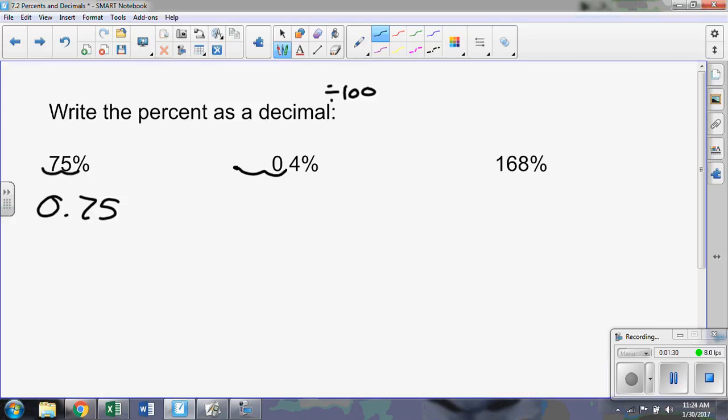1, 2. 0.004. Oh man, the brain is just putting that stuff down. That's not supposed to be there. 168. 1, 2. 1.68. Done. Just moving decimals, that's it.